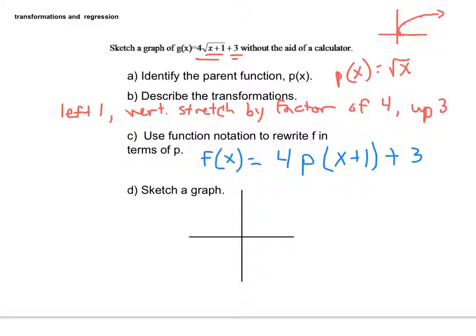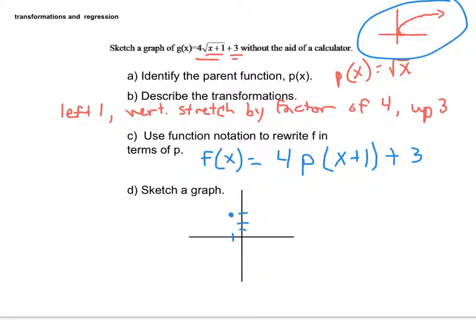All right, so quick sketch. I'm going to think about that vertex at 0, 0. It's going to move left 1 and up 3. So I'm going to go left 1, up 3. So there's my new vertex. I'm not reflecting this vertically, so it's still going to have this same basic shape that we had before. Okay, vertical stretch by factor of 4 means it's going to go up a little steeper than that one.